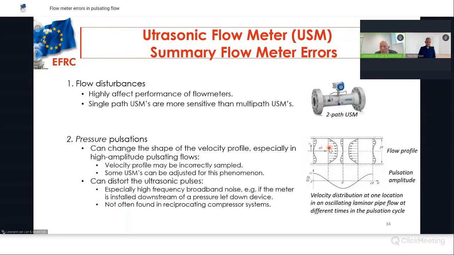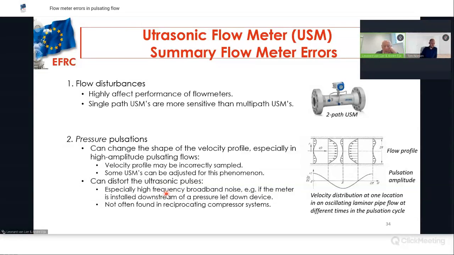When you have no pulsation, you can see that you have a normal flow pattern. However, if you have a very high pulsation amplitude, the flow pattern can be distorted, and it can even be reversed, as already mentioned by Leonard. And you can imagine that that velocity profile may not be correctly sampled. However, an advantage of ultrasonic meters is that they can adjust for this phenomenon. It can also distort the ultrasonic pulses, which are sent out from one transducer to another transducer.